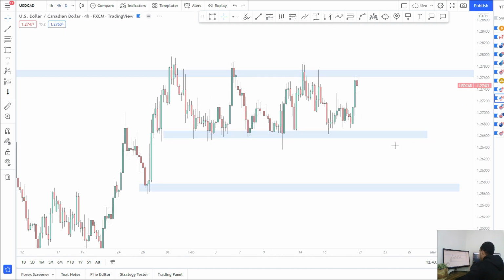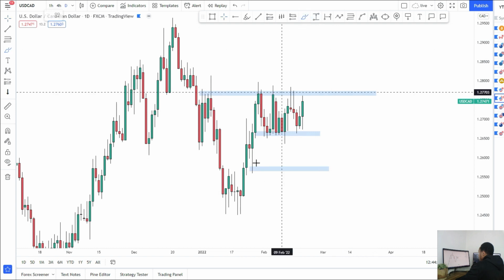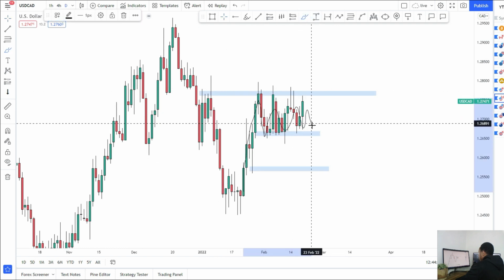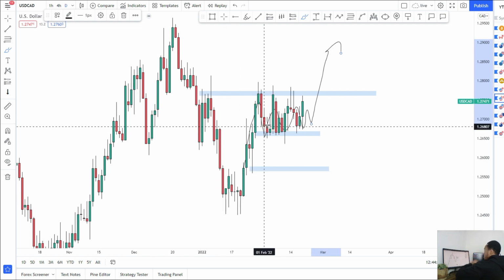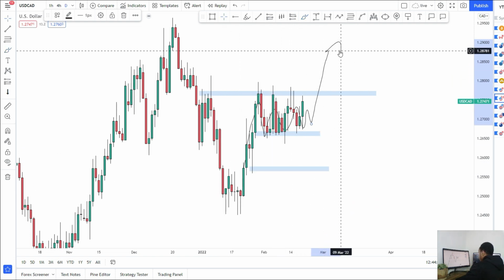So looking again at structure, you can see we've had this impulsive move here, and price is just consolidating from that. So we well could get another impulsive move and get that impulse continuation and impulse pattern there.